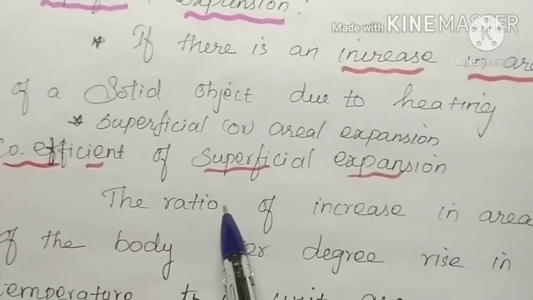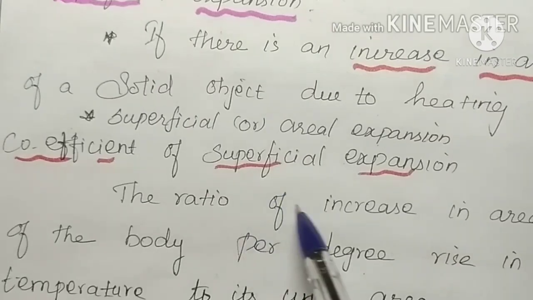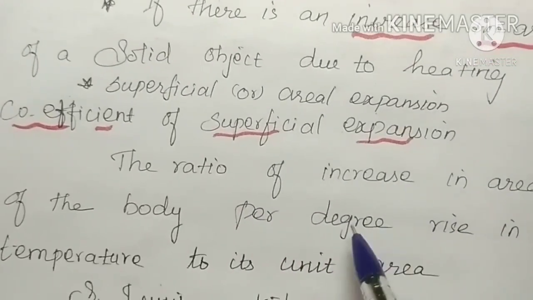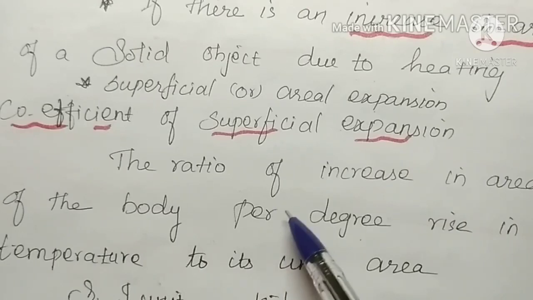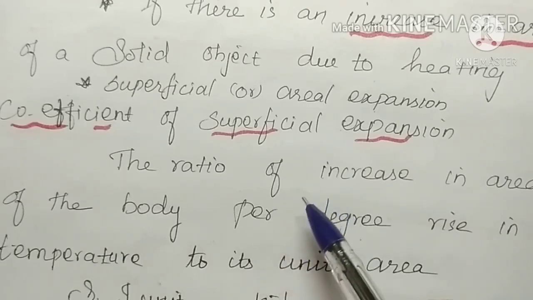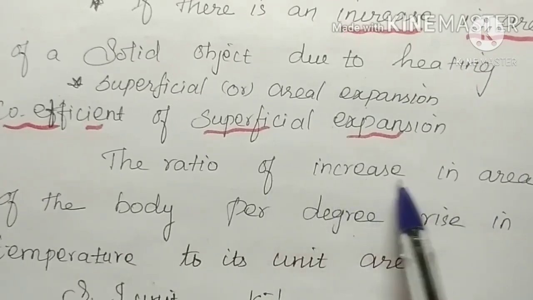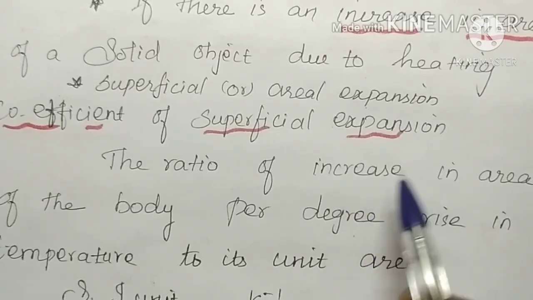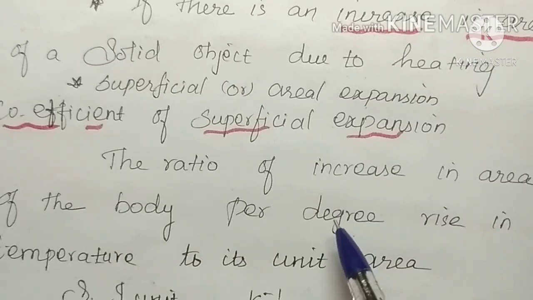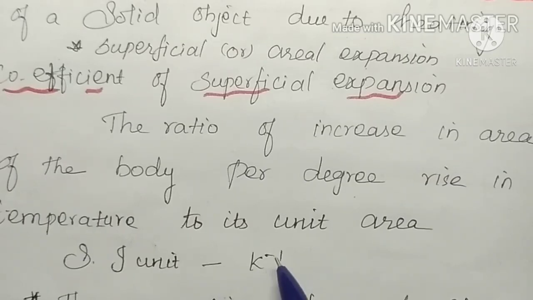Now we are going to learn what the coefficient of superficial expansion is. It is the ratio of increase in area of the body per degree rise in temperature to its unit area. We give heat energy to the substance, so the temperature increases. For every degree rise in temperature, there is a change in the area. That ratio from the original area is called the coefficient of superficial expansion, and its SI unit is Kelvin power minus 1.